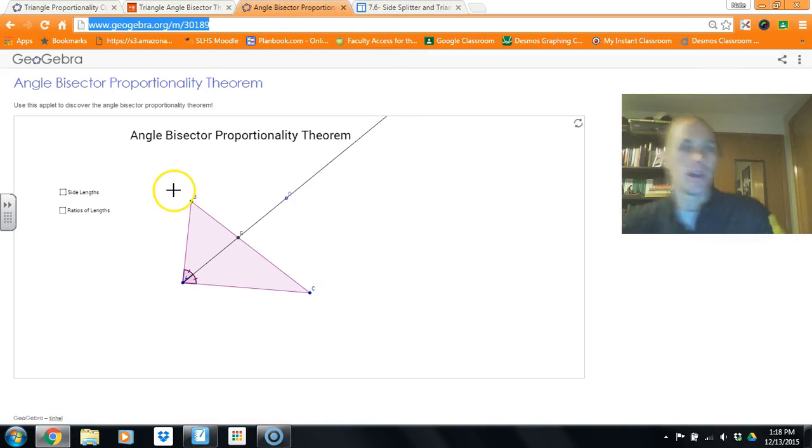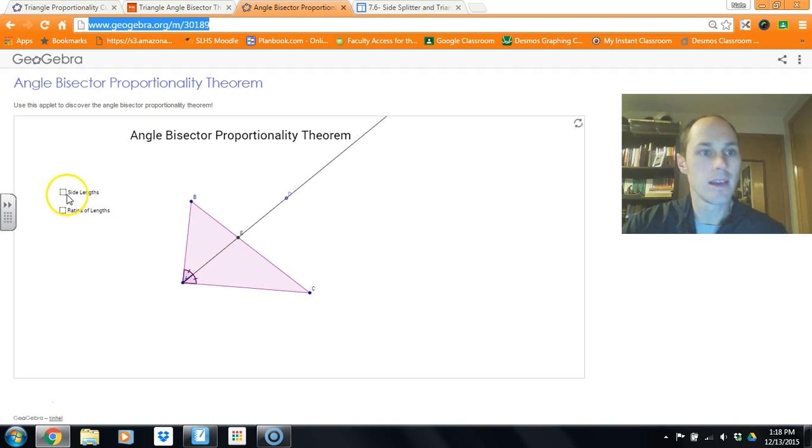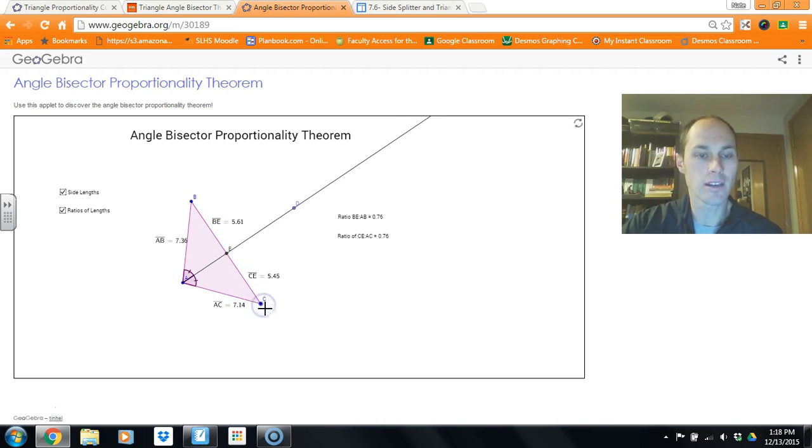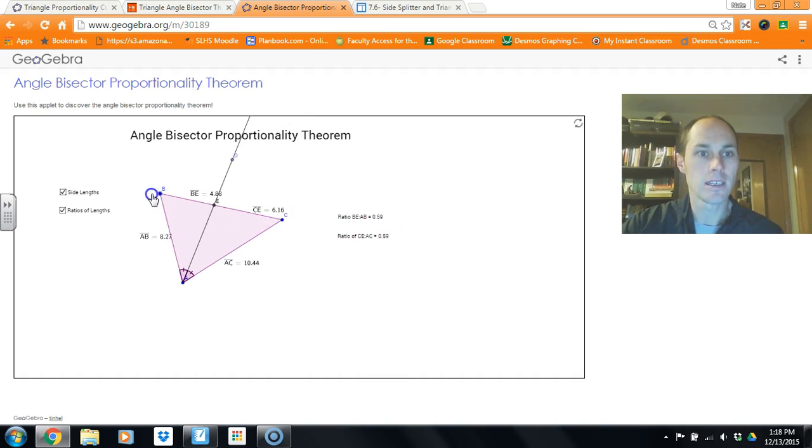So as we take a look at that, we have a ray bisecting an angle. So angle BAC here is bisected. Take a look at the side lengths of the triangles. And now we're going to compare the ratios. So the ratio of BE to AB is 0.72, and CE to AC is also 0.72. And if I change this triangle, notice the ratios stay constant. They're going to be in the same ratio of these two angles when I have an angle bisector.